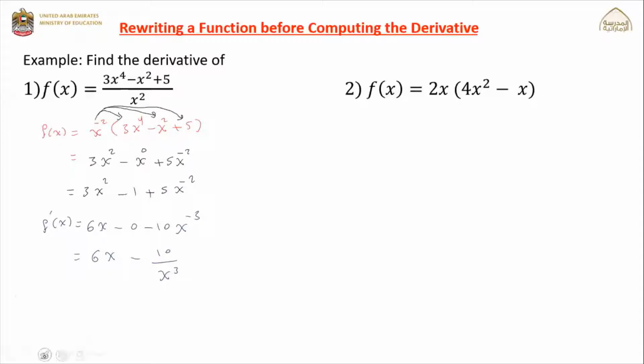Now, what about the second part? The second part here, directly, I will take 2x inside the brackets. So f of x, 2x times 4x squared is 8x cubed, minus 2x times x, it's 2x squared. After that, I will find the derivative. 8x cubed: 3 times 8 is 24, x to the power 3 minus 1 is 2, and here 2 times 2 is 4, x to the power 1, because 2 minus 1 is 1.